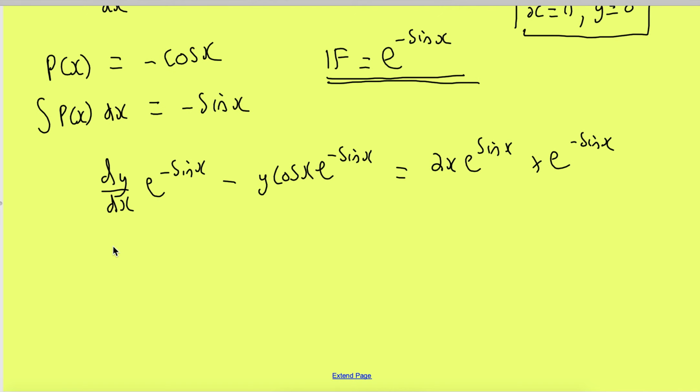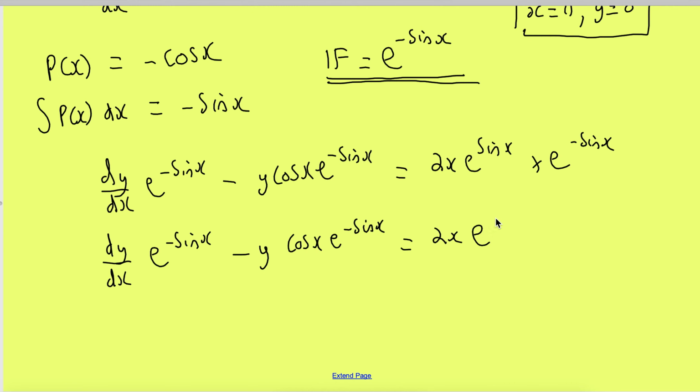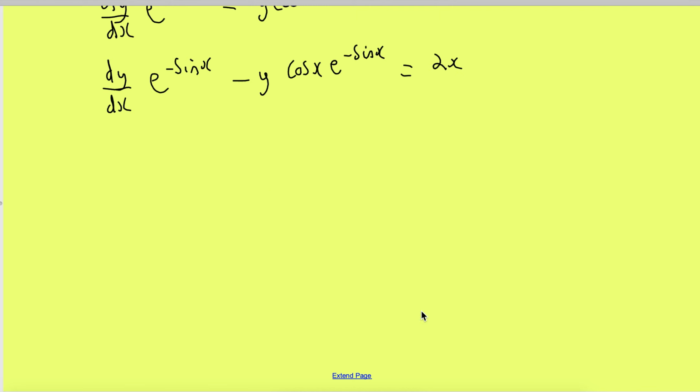So these bits are just going to stay the same. There's nothing I can do with that just now. But I need to sort out the right hand side because I can simplify that. Same rule as before, I get the same base e and I add those powers together, which should give me e to the power of 0. But what do I know e to the power of 0 is? E to the power of 0 is just 1, so I'm just left with 2x times 1, which is 2x. Right, then the left hand side becomes d by dx of your integrating factor, which is e to the power of negative sine x, multiplied by y.